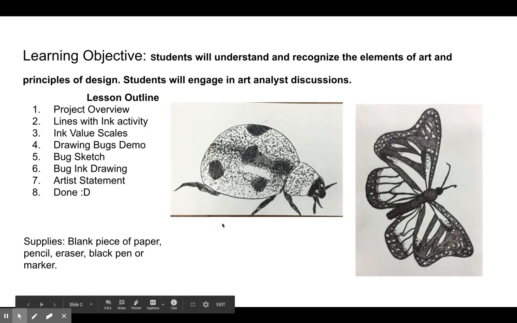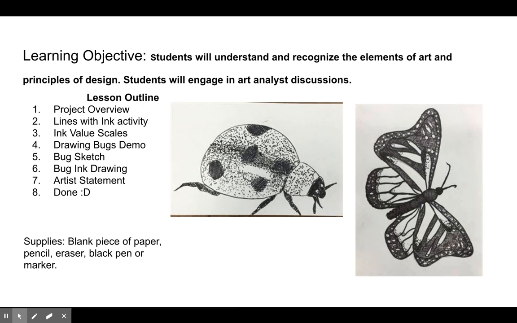The learning objective for this project is that students will understand and recognize the elements of art and principles of design. Students will engage in art analysis discussions. So that's just a fancy way of saying that you're going to use the elements of art and know how you're using them. And then on the lesson outline, we have the project overview.